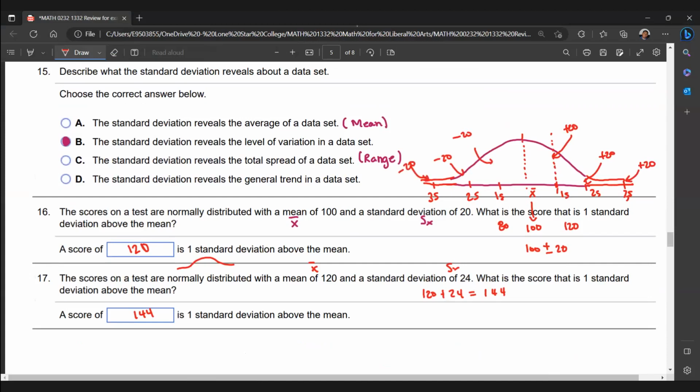Okay. So a score 1 standard deviation above the mean is 120. A score 2 standard deviations above the mean will be 140. And a score 3 standard deviations above the mean will be 160.